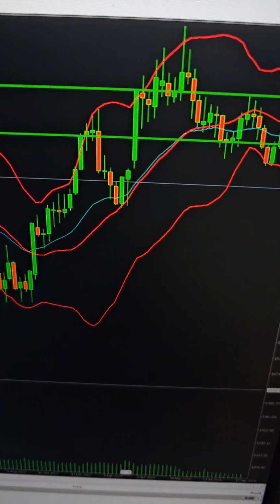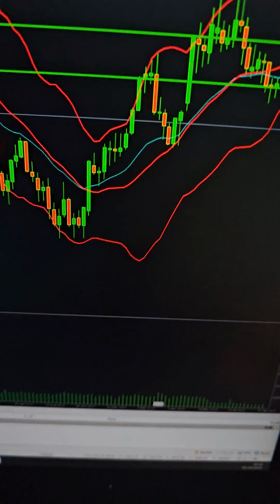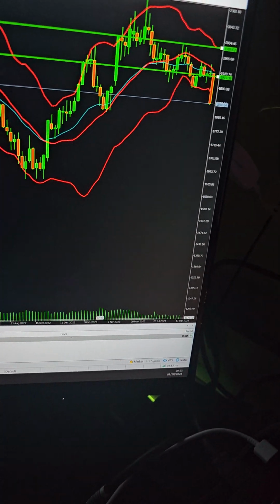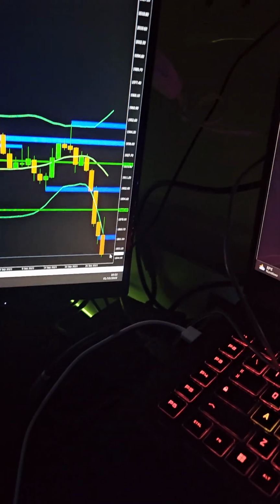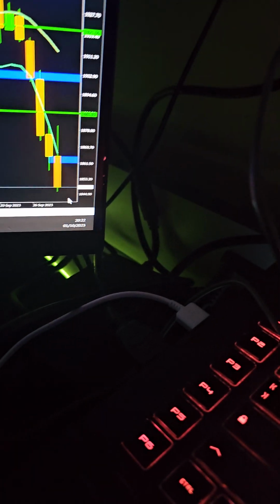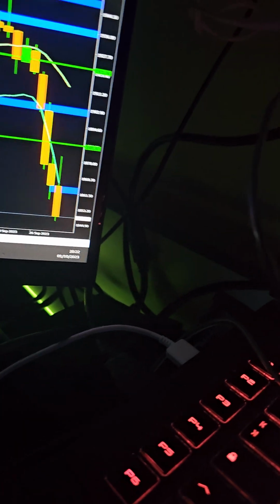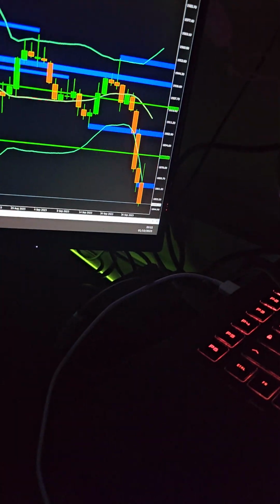What I would personally be expecting is to wait for market open. We could see a pullback, a pullback to the upside. Let's go on the H4 and see what could potentially happen. So let's go on the H4.